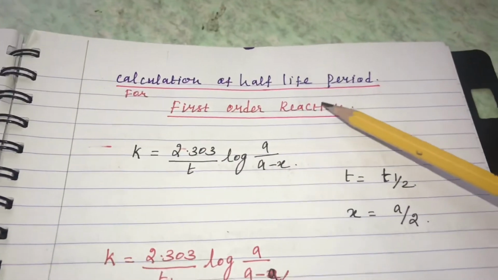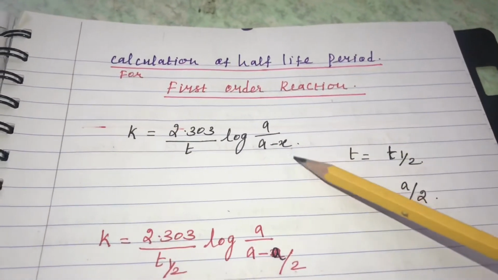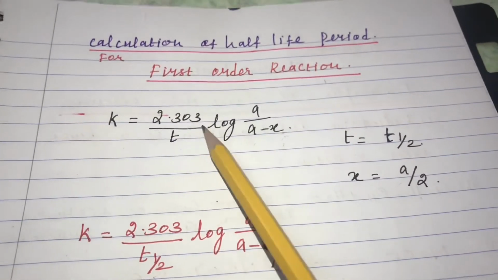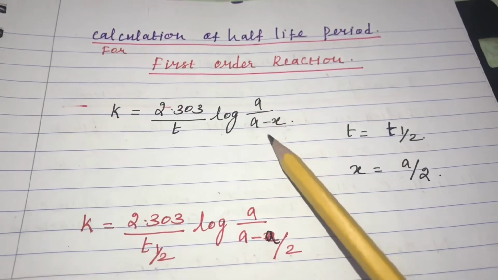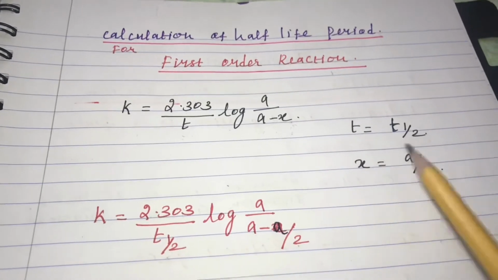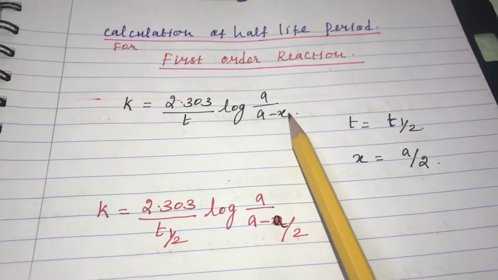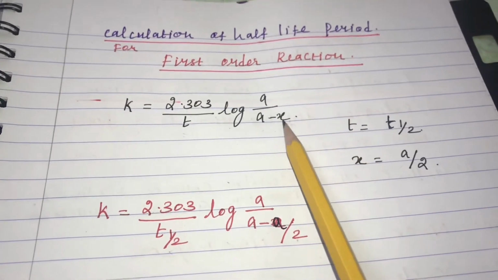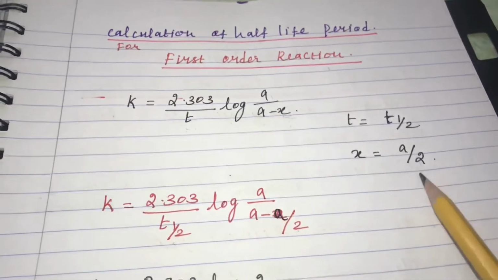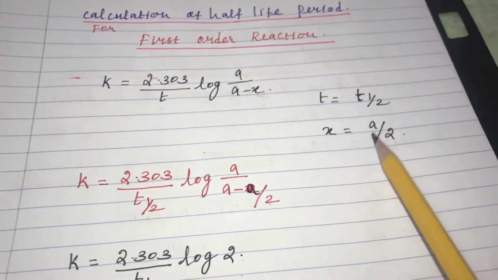Next one is calculation of half-life period for first order reaction. For first order reaction, the rate constant value K is equal to 2.303 by T log of A divided by A minus X. Here the T is T half, the half of the time, and here X is the half of the amount disintegrated or half of the amount reacted. So, X is equal to A by 2, from the initial concentration A, the half of the amount reacted. So, X is equal to number of moles reacted is A by 2.